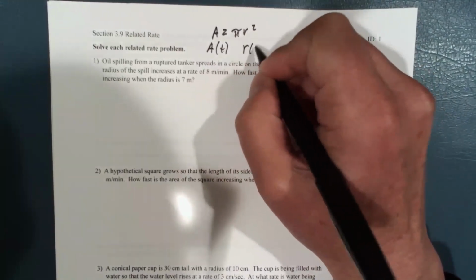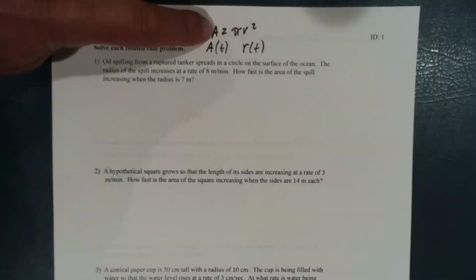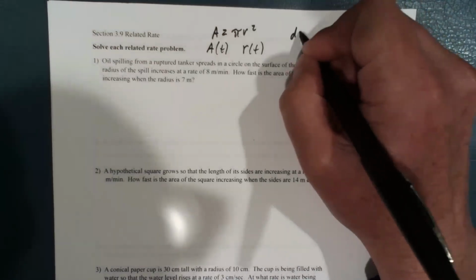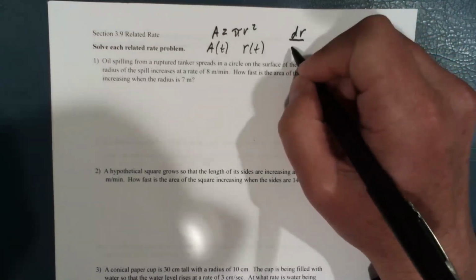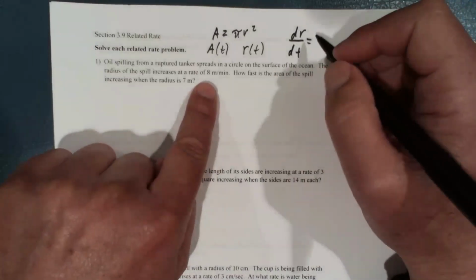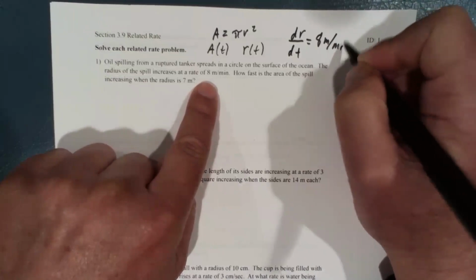R is also a function of time. So we're not going to view that the area depends on the radius, but we're going to view that the area and the radius both depend on time. So when we take the derivative, we're going to get the change in the radius with respect to time. And that's what this is. This is increasing at 8 meters per minute.